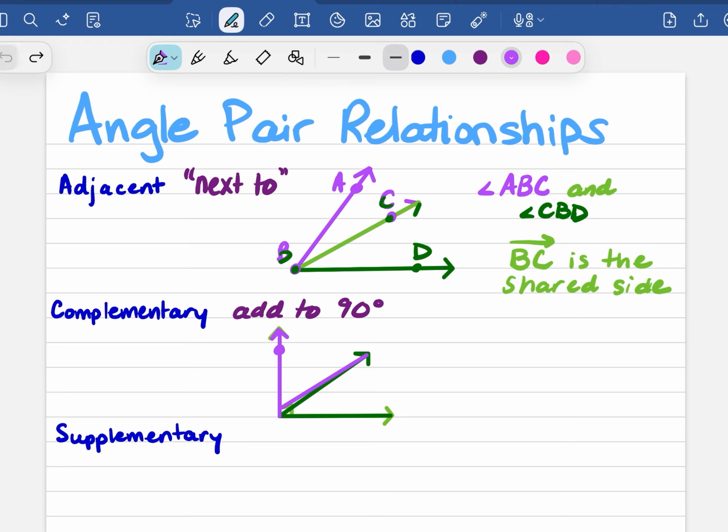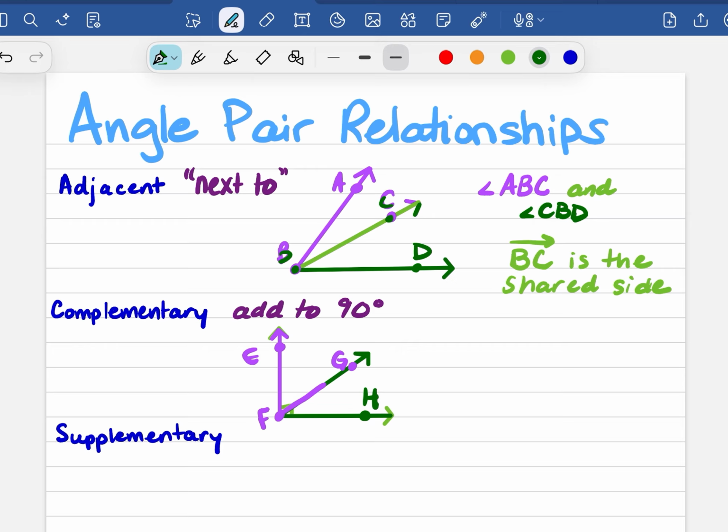I don't like how that turned out. We have angle EFG, and we have angle GFH. Those are adjacent, yes, because they're next to each other, and they're also complementary because they add to 90 degrees.